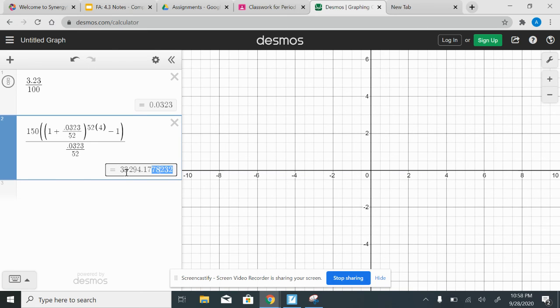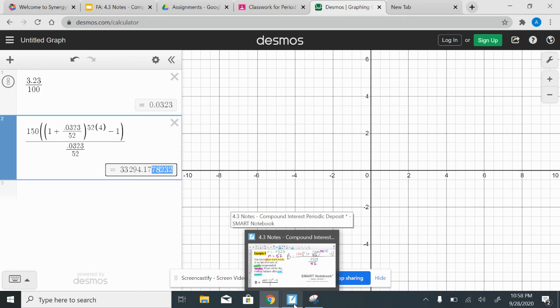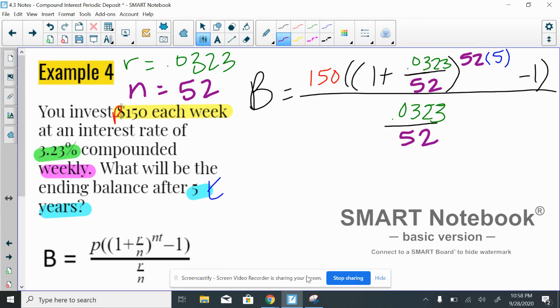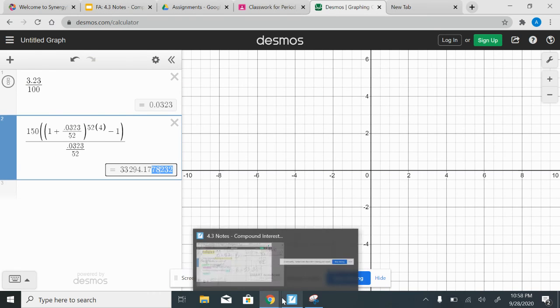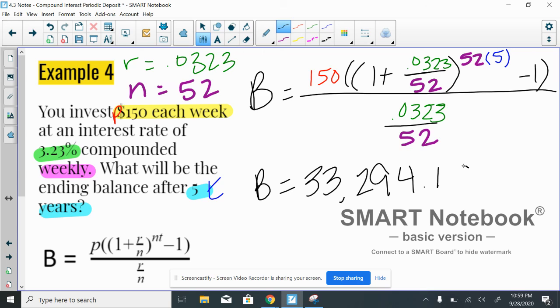You guys, we are going to round this. 33,294 and 0.177 should round up to 0.18. So my final account balance at the end of 5 years should be 33,294 and 0.177 is going to round up to 18 cents. That's what I thought I said, but I just wanted to verify. 33,294 and 18 cents. Final answer for my balance.